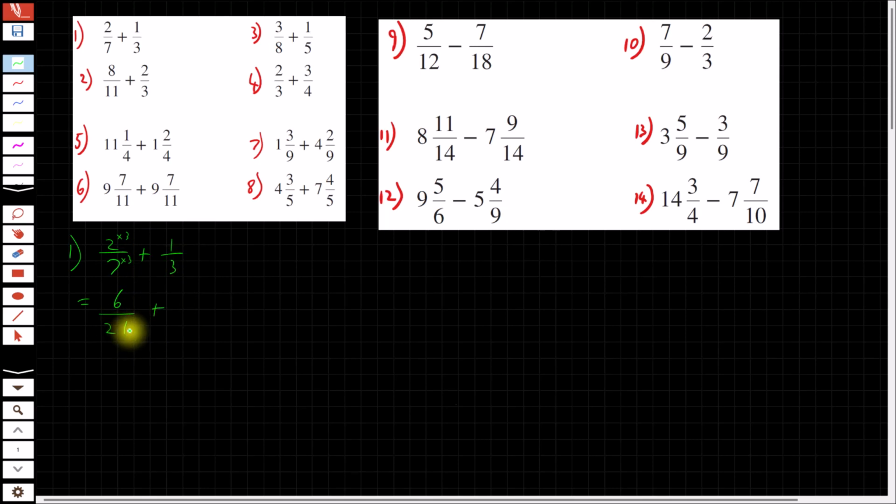So we need a 21 in the bottom of the fraction here, so what do we need to multiply by 3 to get 21? That's 7, so multiply that by 7, we get 7 over 21. So now that we have the same value in the denominators, we can simply add the top numbers together. So 6 plus 7 equals 13, and we keep the bottom number. So this is the answer for question 1, 13 over 21.